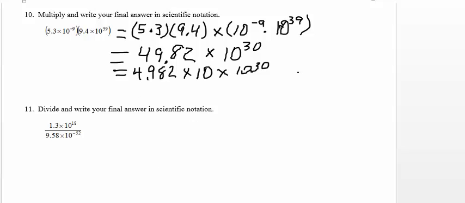And 10 times 10 to the 30th. We have 4.982 multiplied by 10 and 10 to the 30th. Well, remember 10 is really 10 to an unwritten power of 1. So 10 times 10 to the 30th is 10 to the 31st.